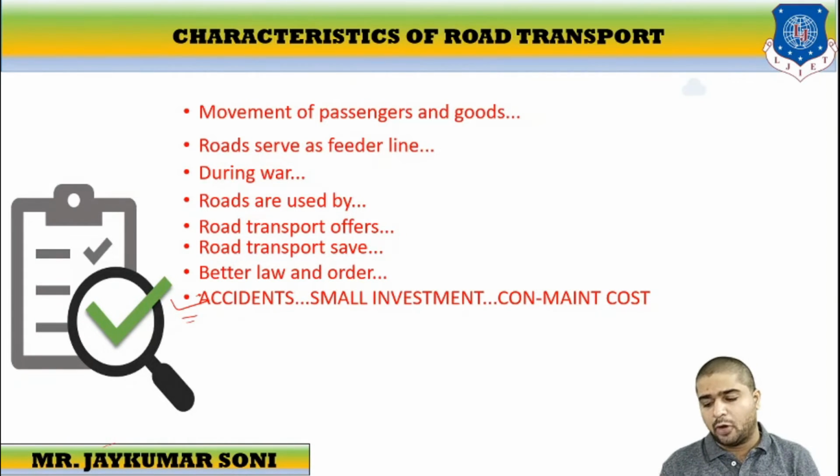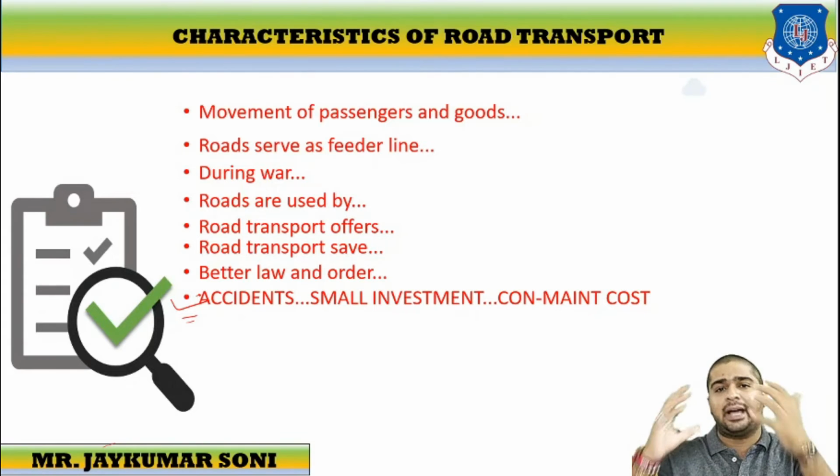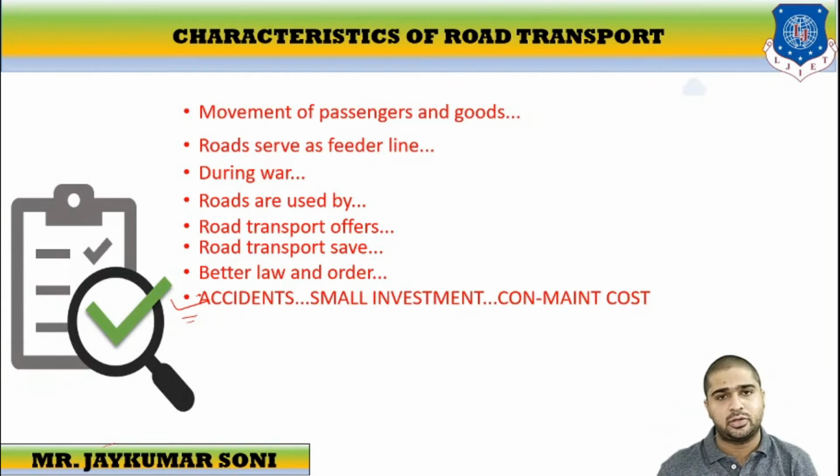Then road transport offers complete freedom to the road user from one place to another. They particularly save time where short distance travel is required. Better law and order can be maintained with the help of road transport, and accident is the most prominent drawback because the occurrence of accidents is quite high when road transport is used. So this was all about the characteristics of road transport.